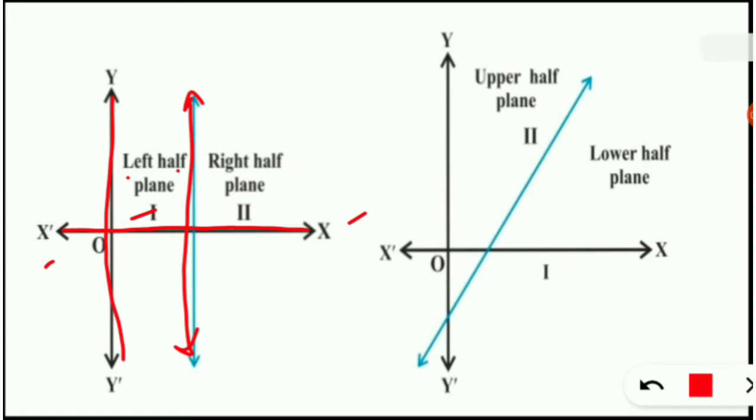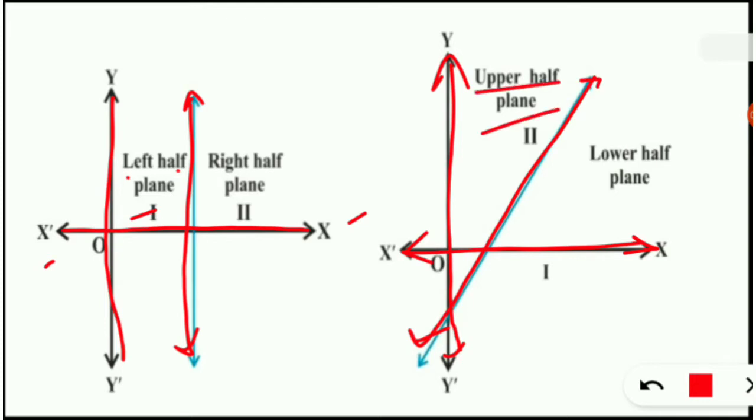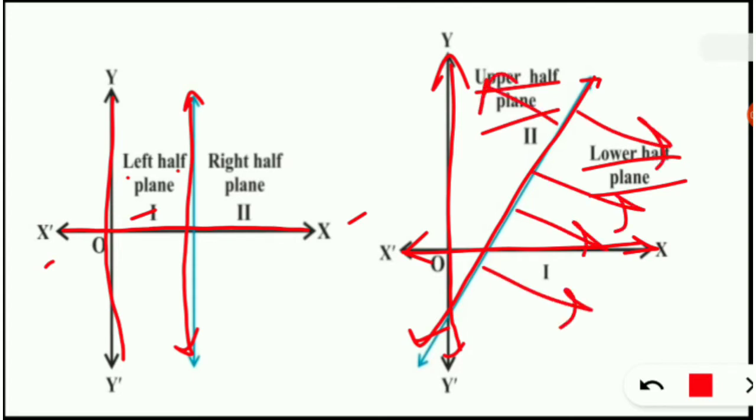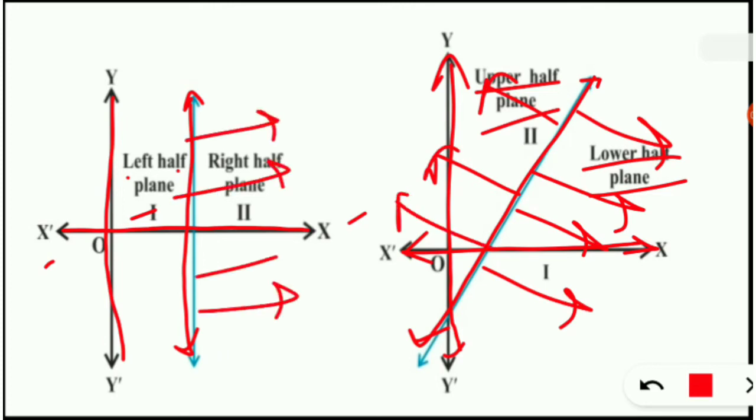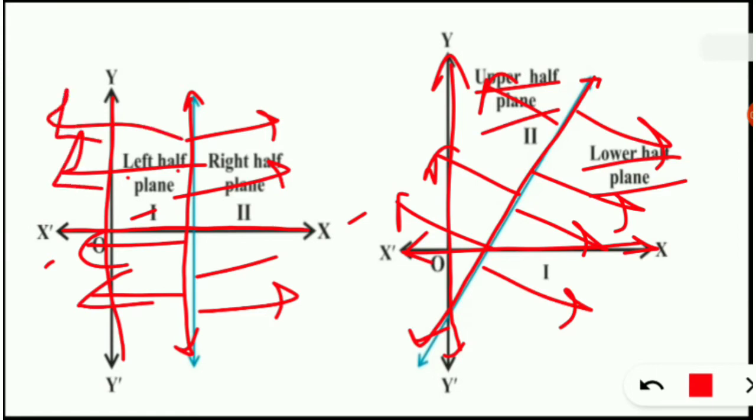Similarly, again x dash and this is y dash. Here we take a line, then this is the upper half plane and this is the lower half plane. That is, this portion is the lower half and this is the upper half. Similarly, this is the right half and this is the left half. Okay, good.